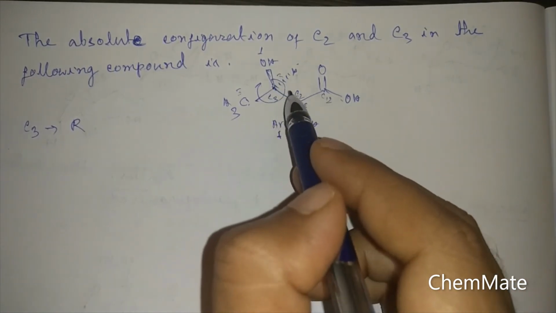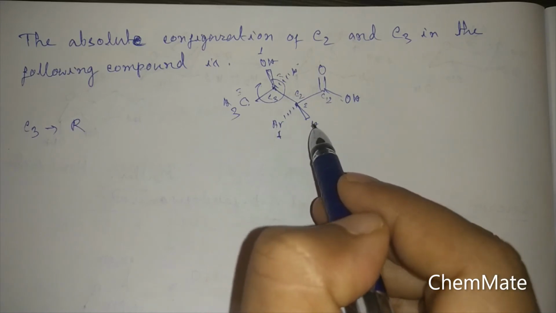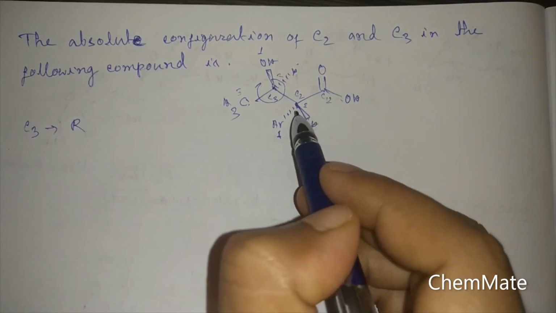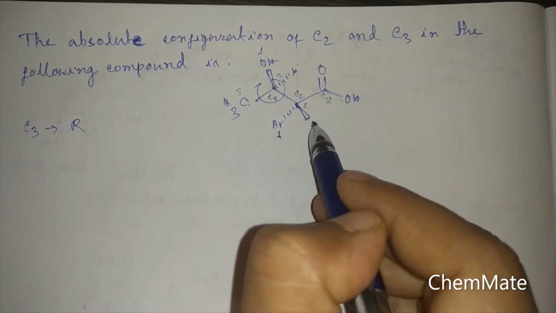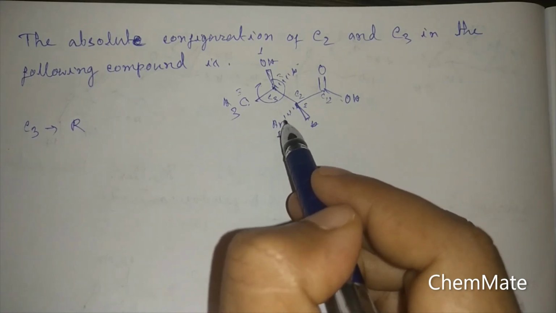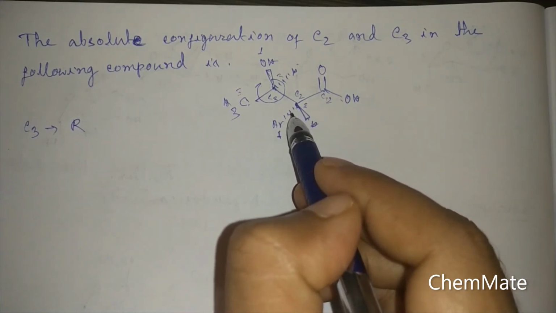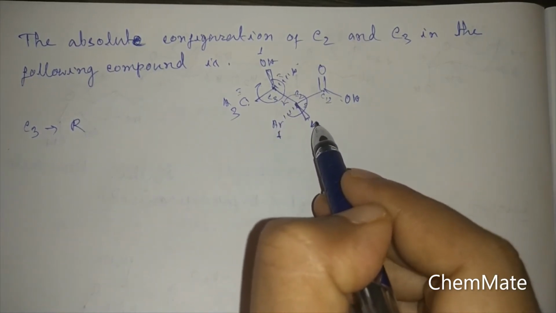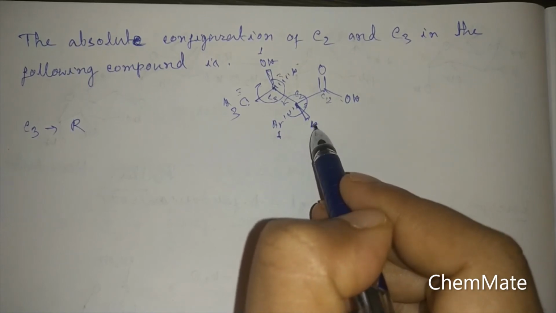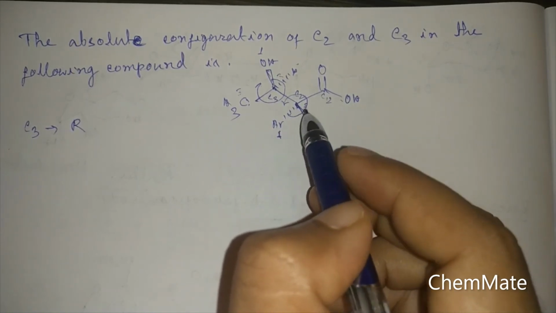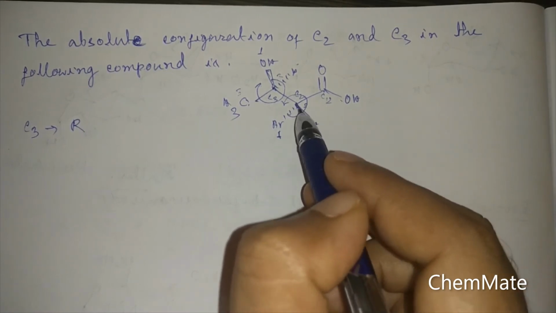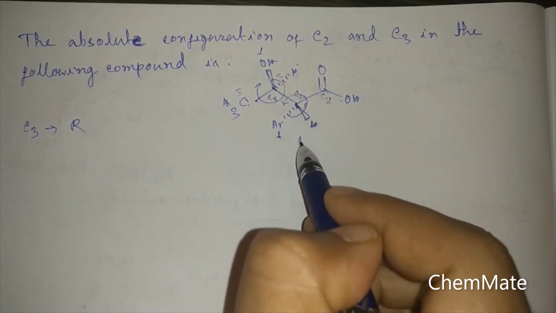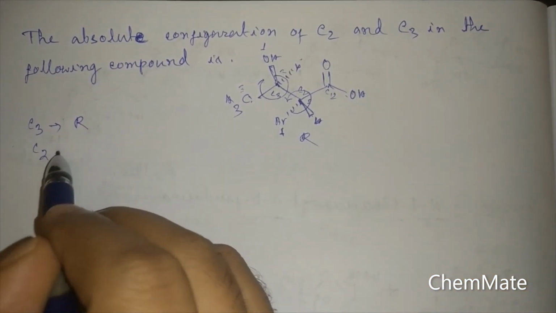Now 1, 2, 3, if we rotate, and now the hydrogen is above the plane. We have to remember it, the hydrogen is above the plane. Now if we rotate, let's say this is below the plane and the bromine is above the plane. Now if we rotate our eye from 1 to 2 to 3, then it is in anti-clockwise direction if the hydrogen is below the plane. So it will be S. Now as in the actual molecule the hydrogen is above the plane, it will have configuration R. So C2 will also have configuration R.